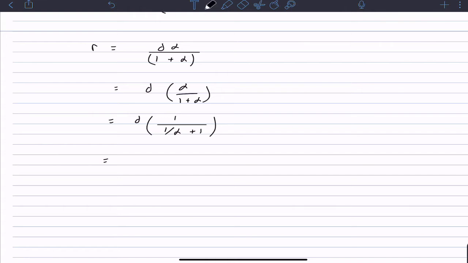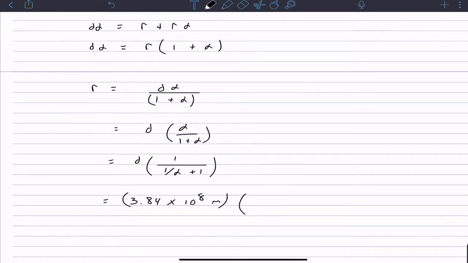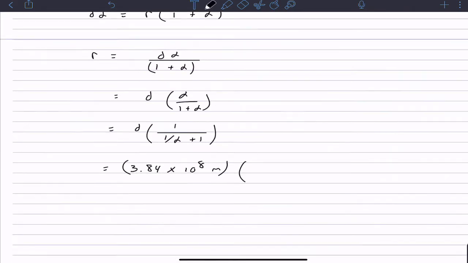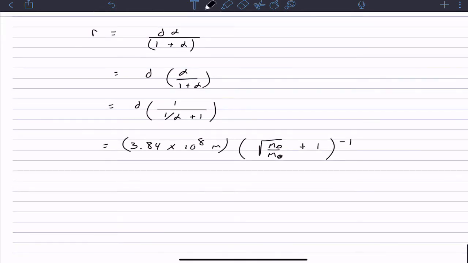So the distance between the Earth and the Moon is 3.84 times 10 to the 8 meters. Okay? And then we have 1, let's just call it like this. It's 1 over this term, so that means it's the square root of m naught over m Earth plus 1, plus 1, like that. So then I plug all of this in and see what we get.